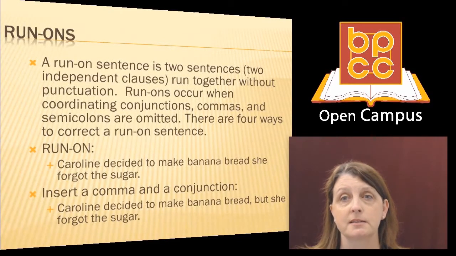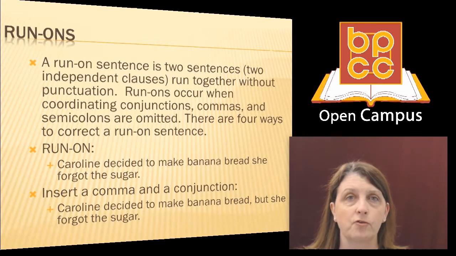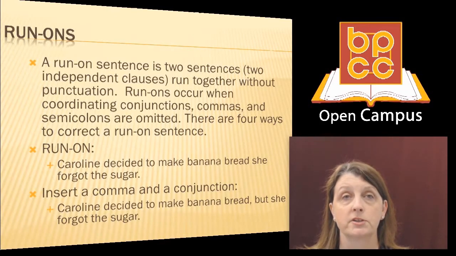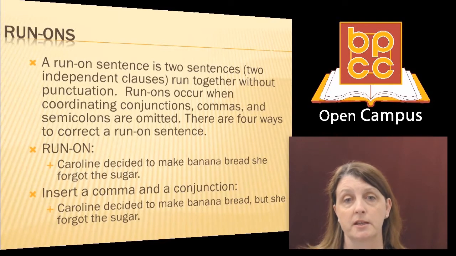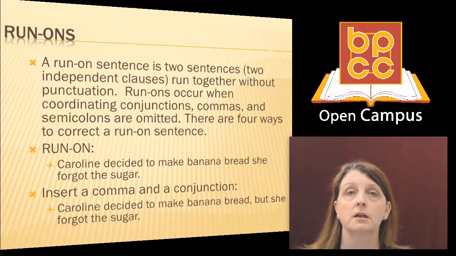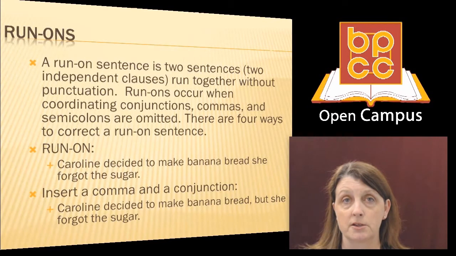Okay, a run-on sentence is two sentences, two independent clauses, run together without punctuation. Run-ons occur when coordinating conjunctions, commas, and semicolons are omitted. There are 4 ways to correct a run-on sentence. Here's the sample we're going to work with. Caroline decided to make banana bread. She forgot the sugar. That is 2 independent clauses joined together.